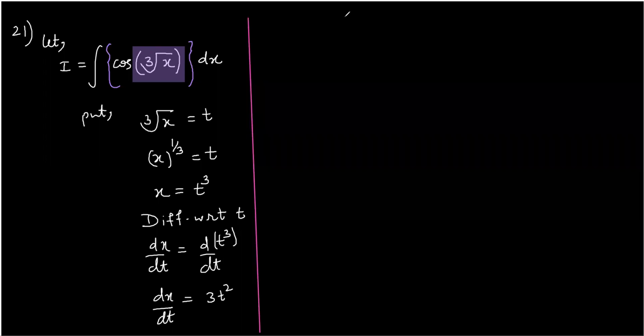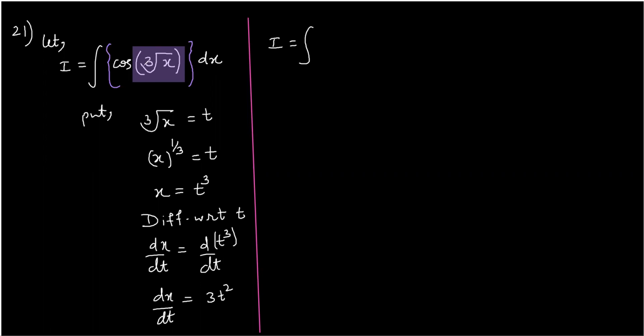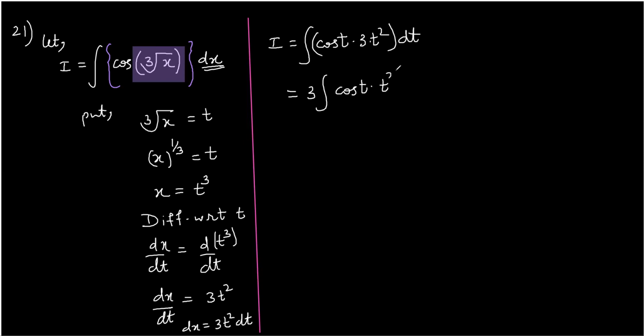Now you write the new integral that will be in terms of t completely. So I equals, you get cos of t, and for dx you will write, what is dx? dx is equal to 3t square dt. So here you write 3t square and dt. Now this 3 is a constant multiplied, so 3 can be taken out, and you have cos t into t square dt. So this is trigonometric and this is algebraic.